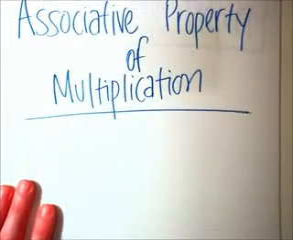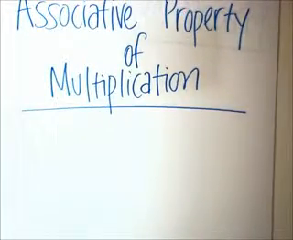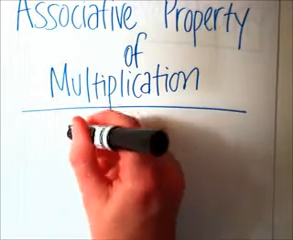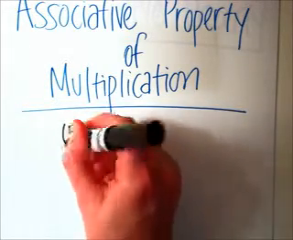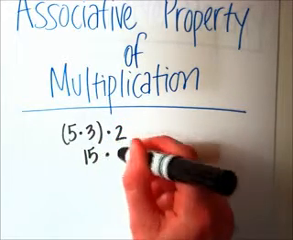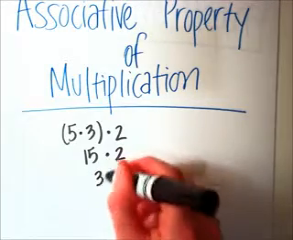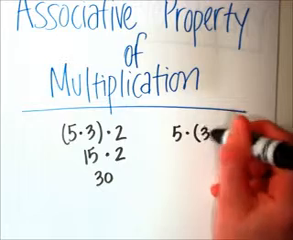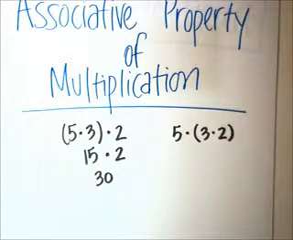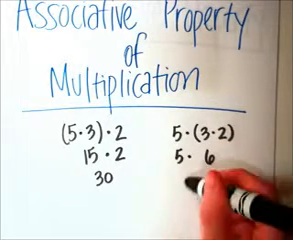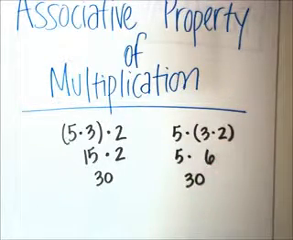Now we have the associative property of multiplication. Very similar to the associative property of addition. The difference here is we're talking about multiplication. So for example, if I had (5 times 3) times 2, well, that would be 15 times 2, which would give me an answer of 30. If I change the grouping symbols but not the order in which the numbers are arranged, I end up with 5 times 6, because 3 times 2 is 6, but that still results in an answer of 30.